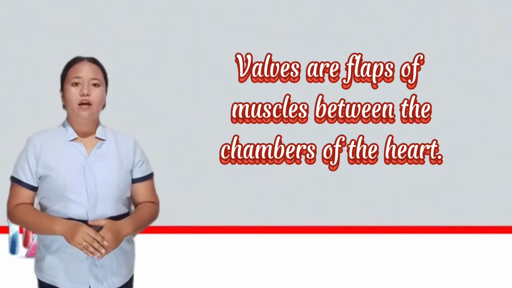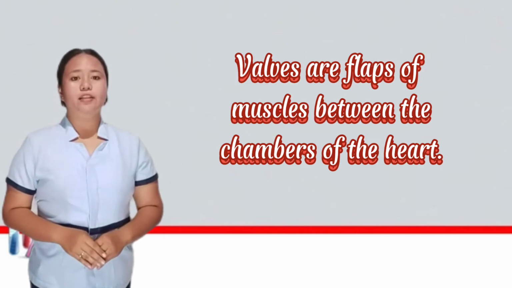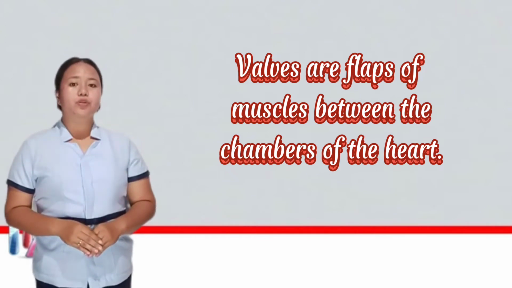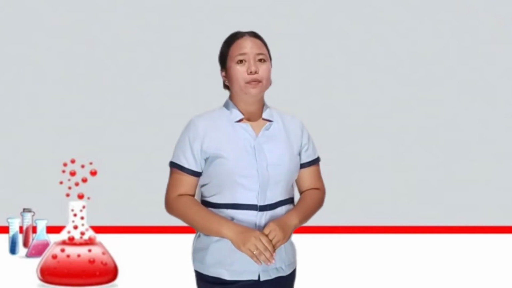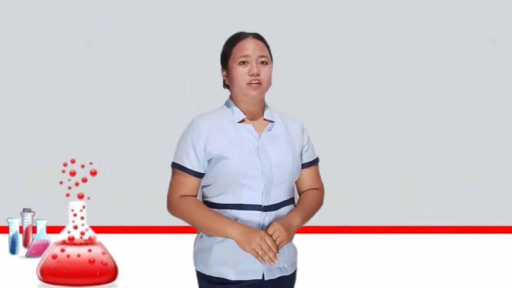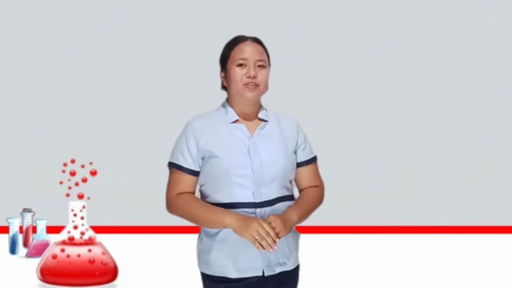Between these chambers, there are flaps of muscle called valves. Valves are very important because they prevent the backflow of the blood and ensure that blood flows only in one direction. Do you have an insight into how our blood reaches all parts of our body? That is true, the blood vessels.